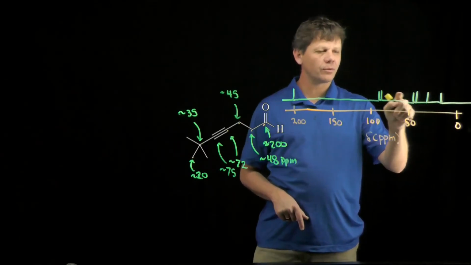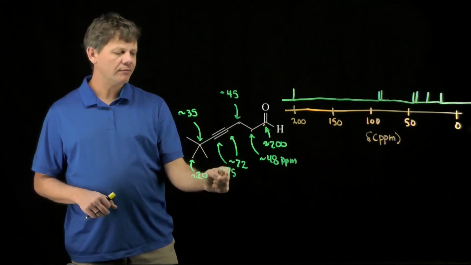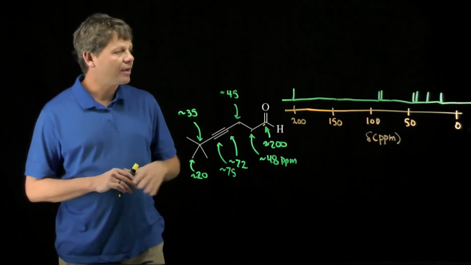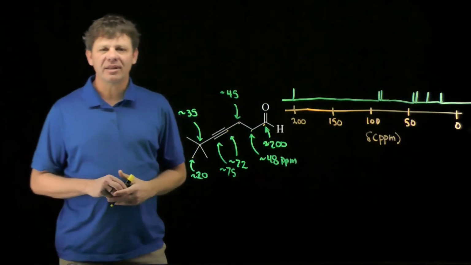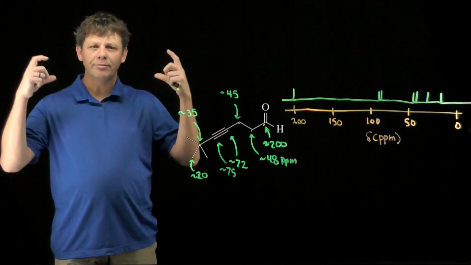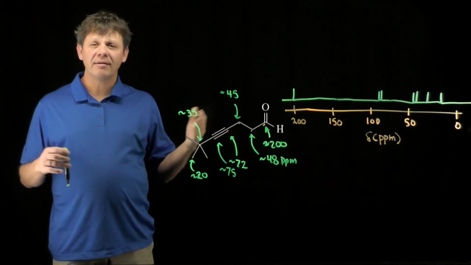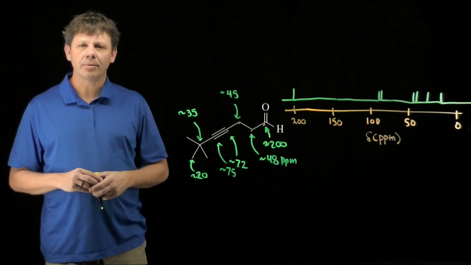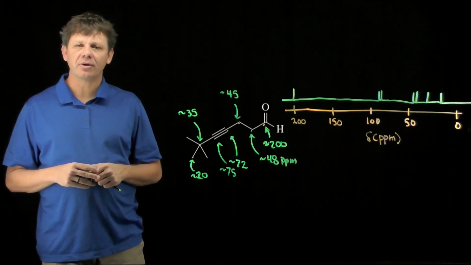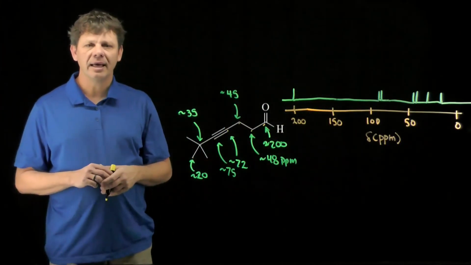So 7 signals for 7 nonequivalent carbons. Notice that I've drawn all of them being the same size. We don't get much information about the integration of C13, so we would expect them all to be similarly sized. We don't have neighbors, or we run C13 in a decoupled mode, which causes all of the signals to show up as singlets, so we've drawn all of them as singlets.